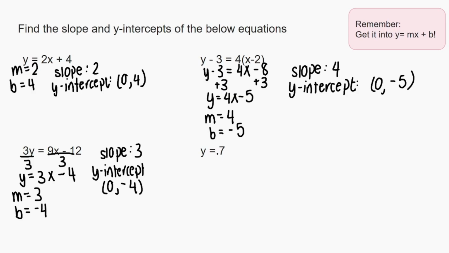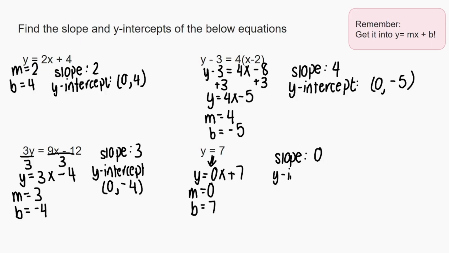Lastly, we have this equation on the right, y equals 7. While this equation might look a little bit different than what we're expecting, can we still find the slope and y-intercept from this? The answer is yes, because y equals 7 can be rewritten as y equals 0x plus 7. And with that, m would be equal to 0, and b would equal 7. So slope would be 0, and y-intercept would be (0, 7).